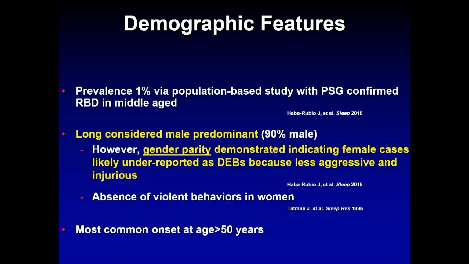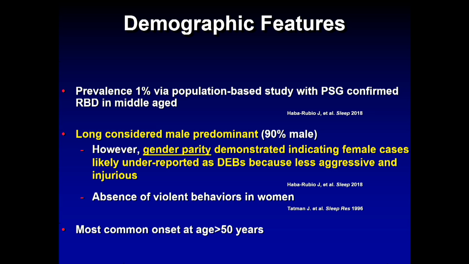If you look at the general population, 1% of patients get RBD. But in patients with Parkinson's disease, it's much higher, and I'll show you that figure. This disorder was long considered a male-predominant disorder, so it's mostly happening in men. But more recent studies have demonstrated that women get this just as much. And the reason that women had not been recognized to have it is the nature of their dreams. So the women aren't as violent. And so it's less of a problem if they're smiling or dancing.